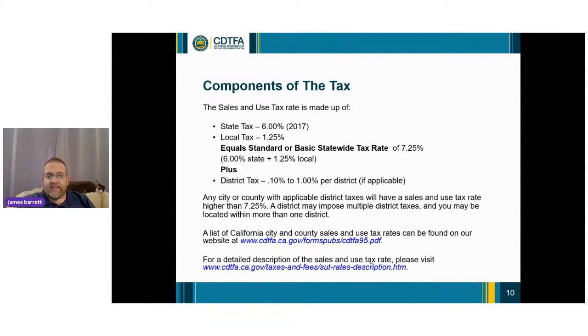So what a sales tax consists of is we have a statewide tax of 7.25%. Nowhere will you legally pay less than 7.25% in the state of California. That 6% goes to the state, 1.25% goes to local counties and some transportation funds. All right. And then on top of that, we have what are called district taxes.